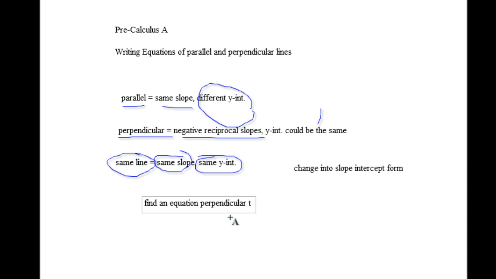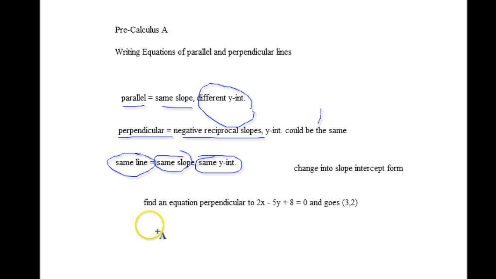Okay, so find an equation perpendicular to 2x minus 5y plus 8 equals 0. And usually that one's really easy. You just find a perpendicular equation and you just name it. But the tough part is, does it go through this point, (3, 2)?